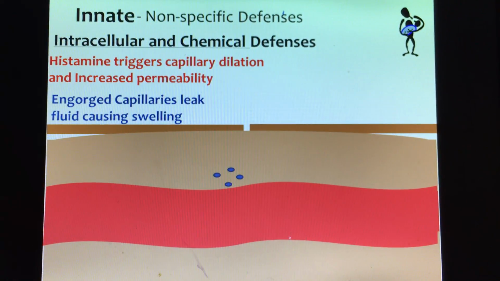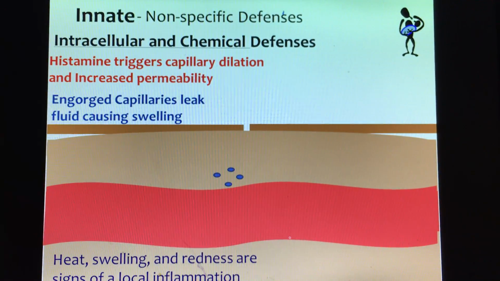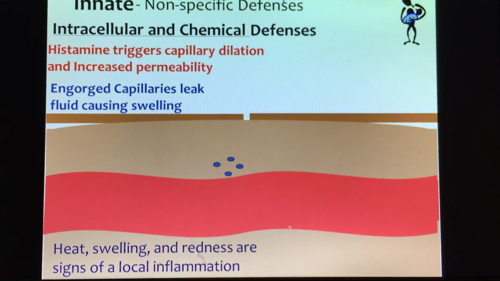Now, because there's more blood to the area and there's fluid leaking from our capillaries, we get signs of redness and swelling. And there's also some little chemicals called pyrogens that will activate change in temperature, so an increase in temperature, resulting in heat. These three things are all signs of a local inflammation.